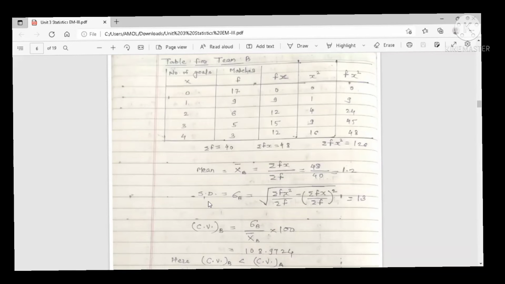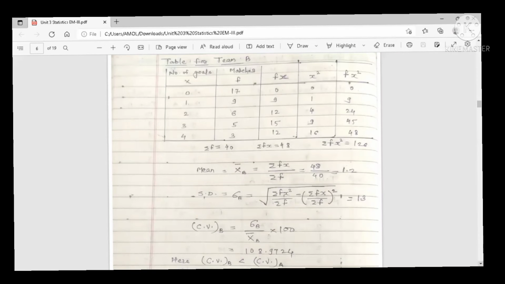Now you calculate the standard deviation for team B, and the notation is sigma suffix B. It is equal to the square root of summation Fx square upon summation F minus the square of summation Fx upon summation F. Now put the values of all the terms. Summation Fx square is 126, summation F is 40, minus summation Fx upon summation F, meaning the arithmetic mean for team B, 1.2, whole square. You put all the values and calculate it. It is equal to 1.3. So the standard deviation for team B is 1.3.